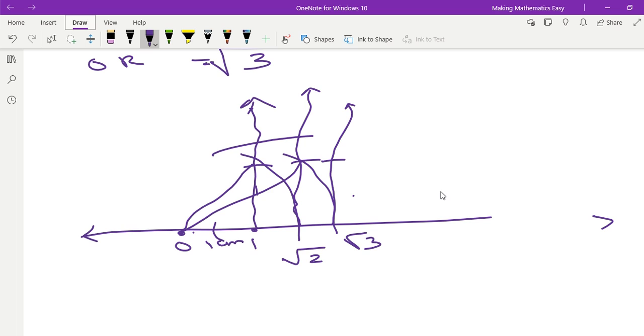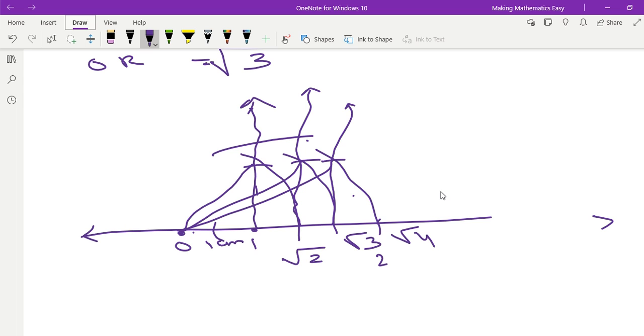Now the square of this is 3, this is 1, so this will be 4, so this will be your root 4, so basically 2. And when you draw an arc over here, this will be your root 4, so basically this will be your point 2. Square root of 4 is 2.